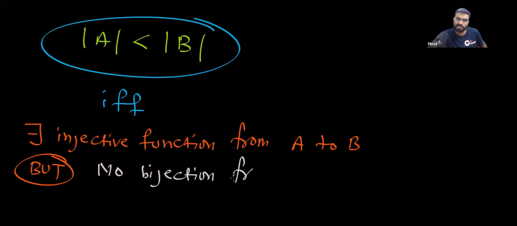But there is no bijection between A and B, or I can say from A to B. Yes or no? So this is what it means. I hope you understood. Correct? Okay. Now let's move on.